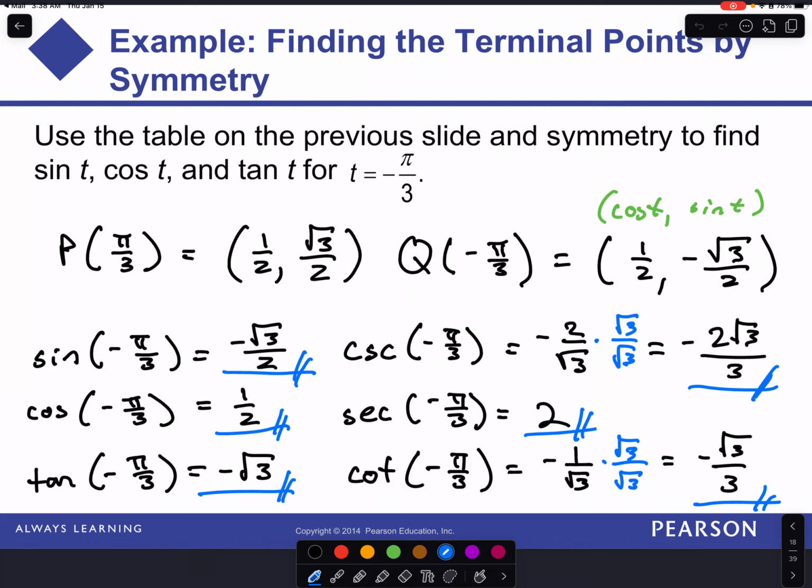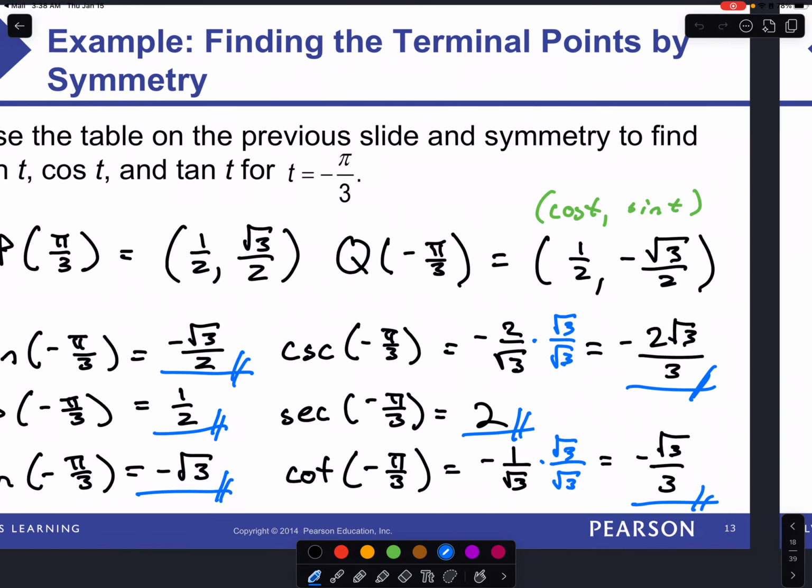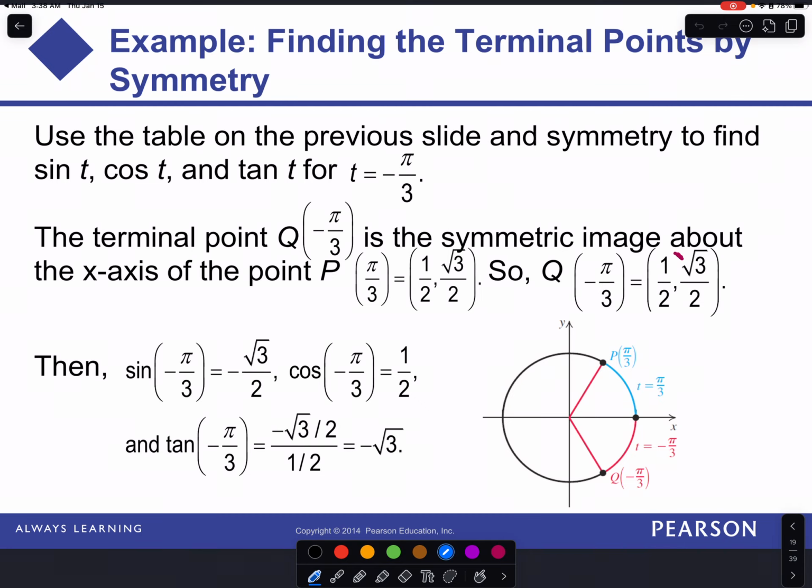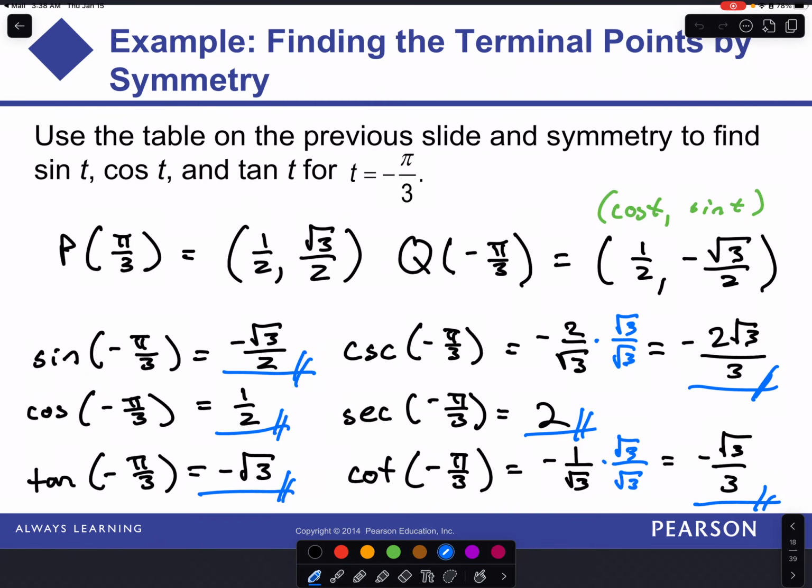Okay. Use the table on the previous slide and symmetry to find sine. Oh, they just wanted sine, cosine, and tan, so we didn't need the cosecants. That's fine. All right, so we didn't need the reciprocal functions. Negative root 3 over 2, 1/2. Let me see. So sine, cosine, and tan. I think we're good. So we did have some extras. Okay. All right, not too bad.